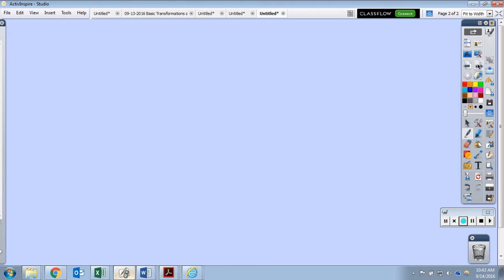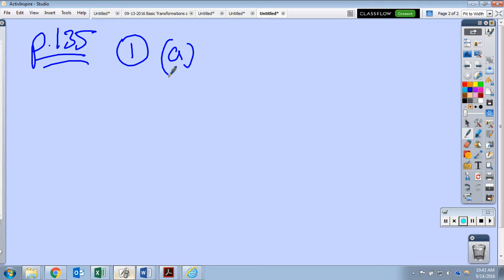So we're looking at page 135. Number 1, part A. Part A reads, write the volume V of a cube as a function of the side length S.